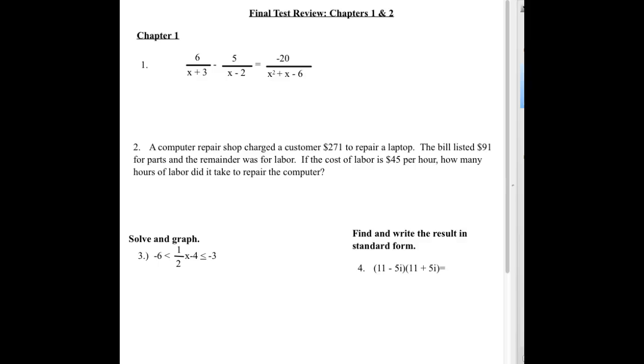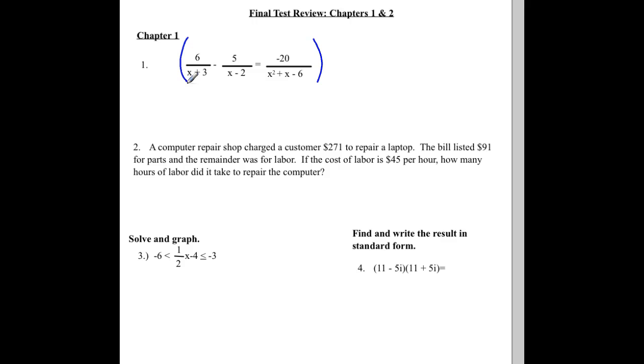Looking at our final review for the final test, chapters 1 and 2, the first question is asking us to solve this rational equation. And our easiest technique was to take the whole equation and multiply by the LCD. So if we look at how this would factor, we would get x plus 3 and x minus 2. So our common denominator would be that x plus 3 and x minus 2.